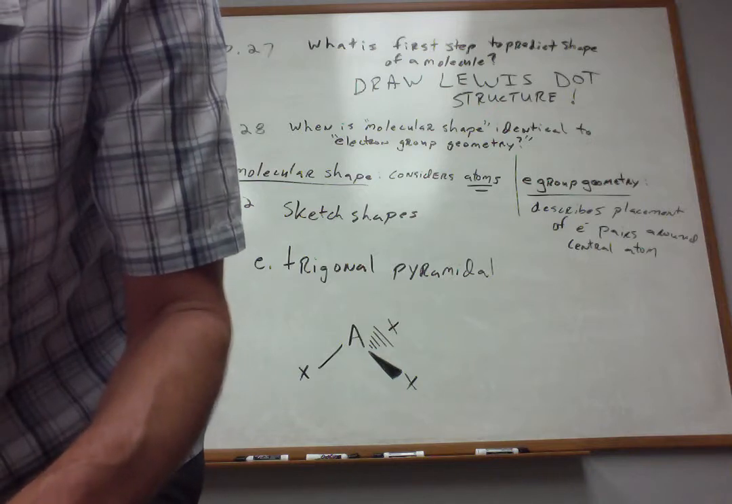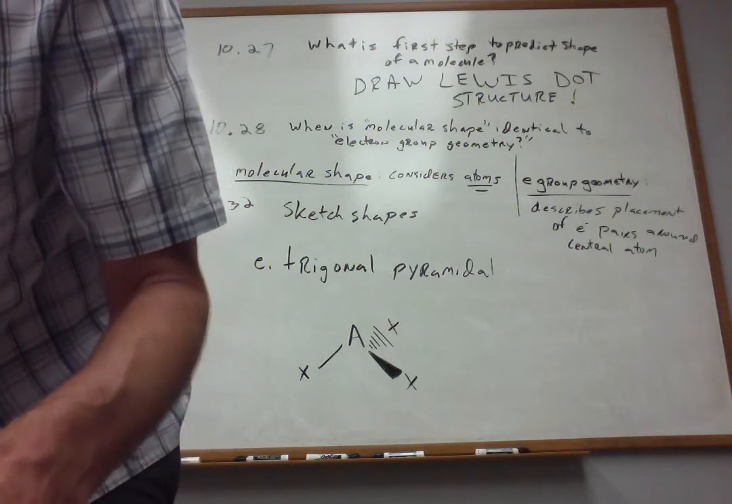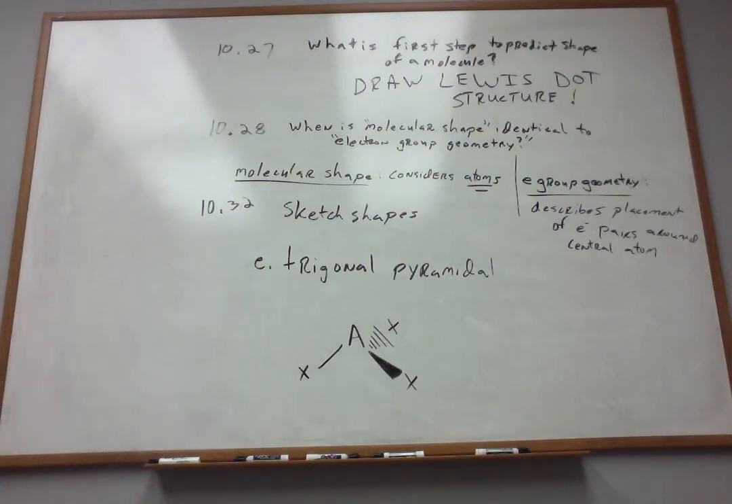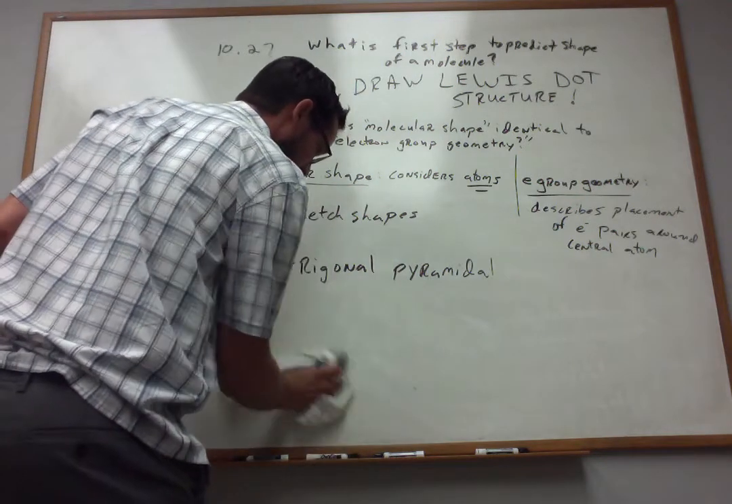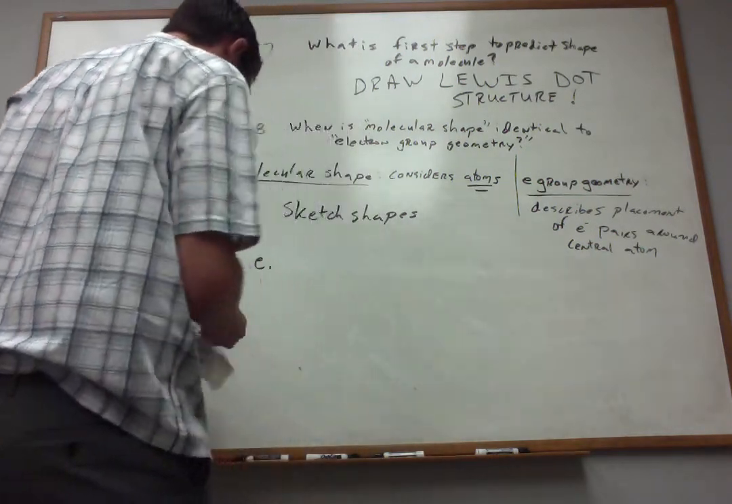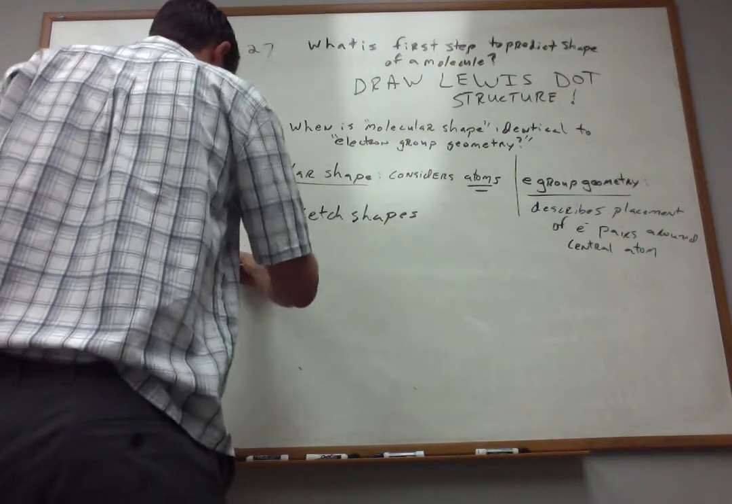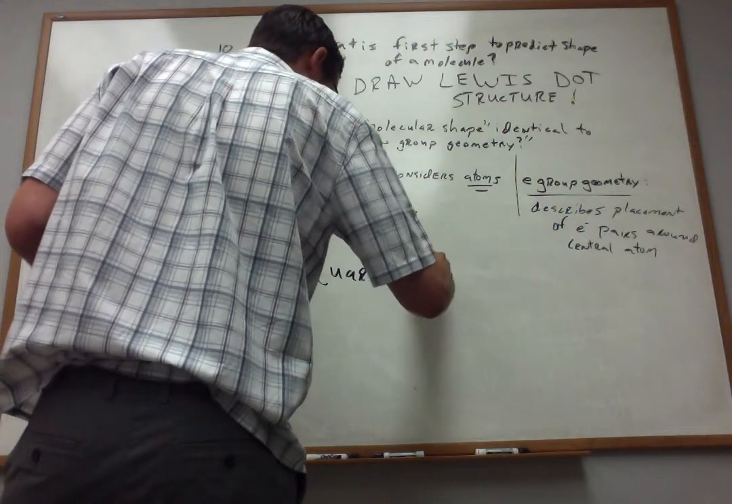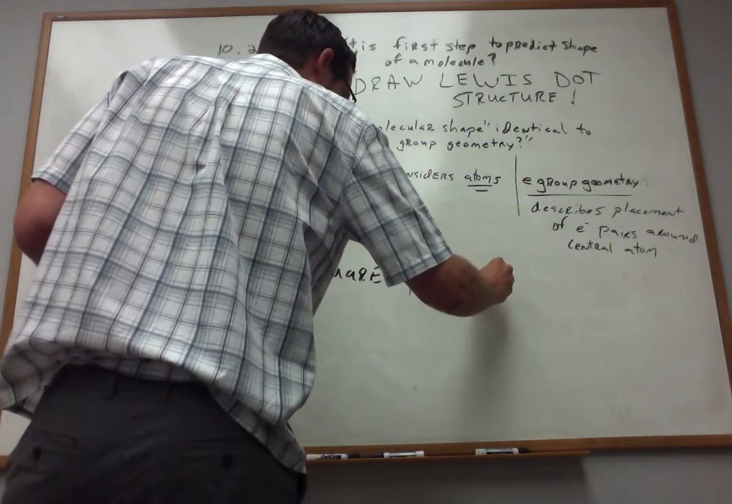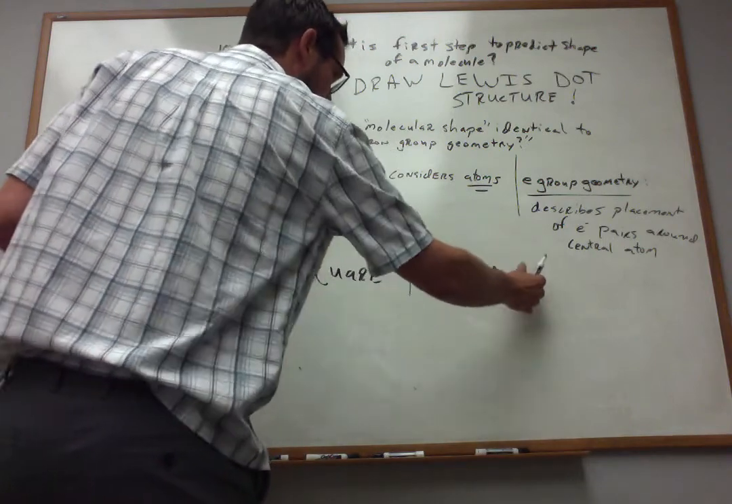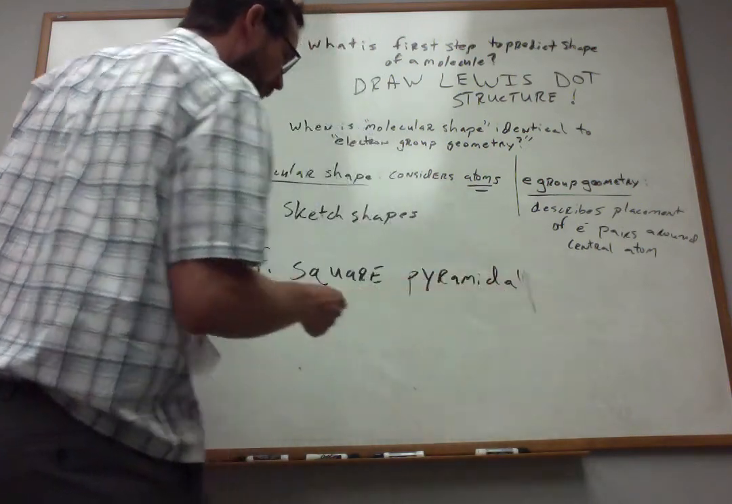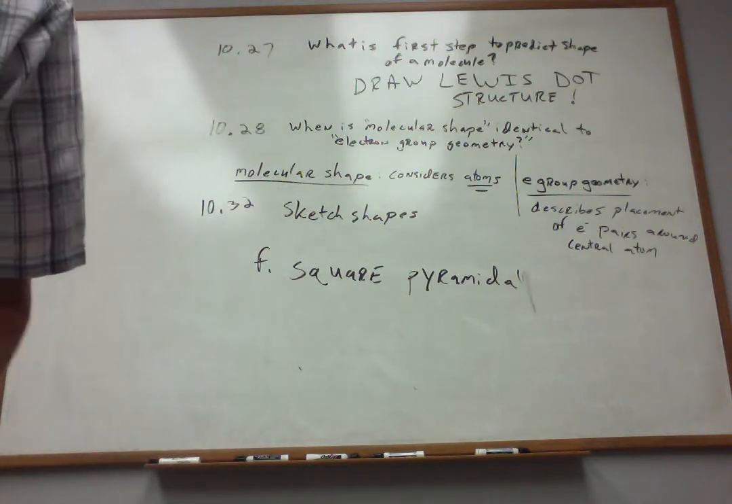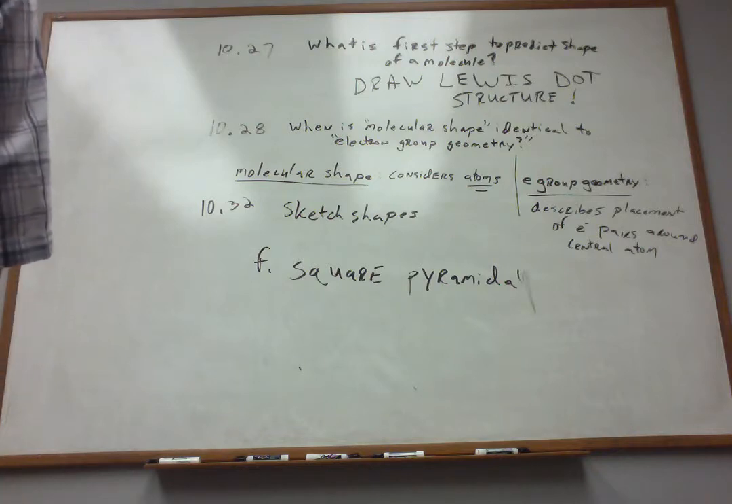We did trigonal pyramidal, so now we have F, which is square pyramidal. Square pyramidal, huh? Okay, let me see. Where's my eraser? Square, one L. Square pyramidal. Now, if you see that name, square pyramidal, what do you start to think about, right?